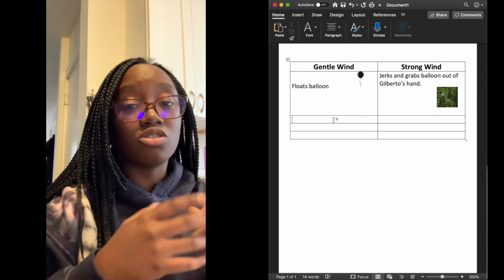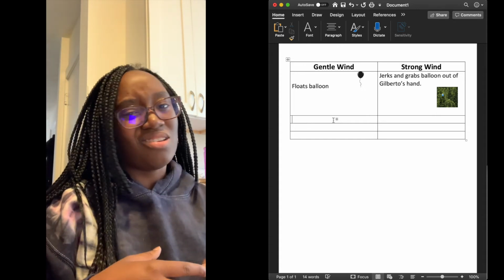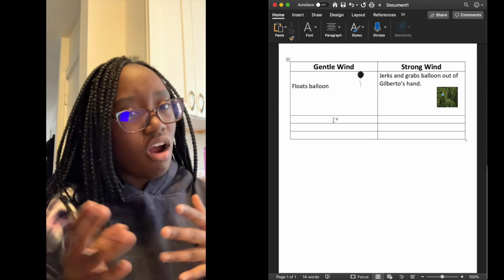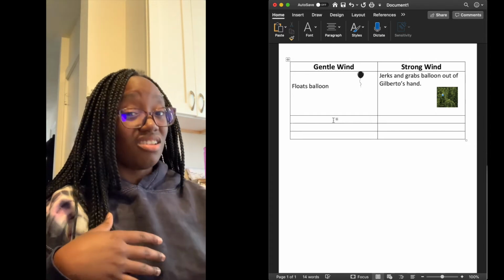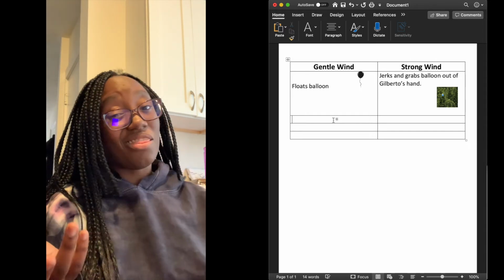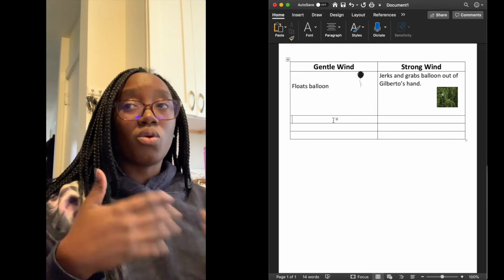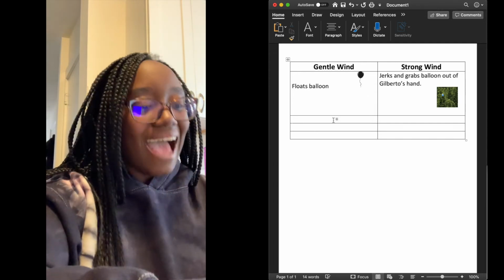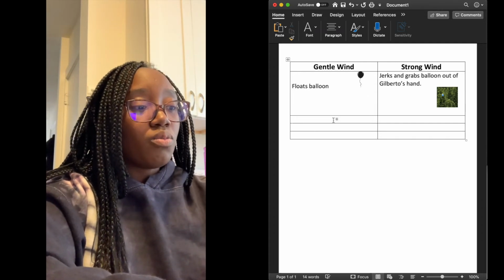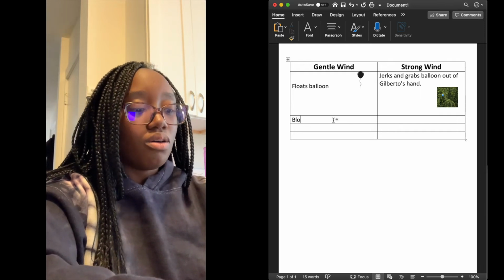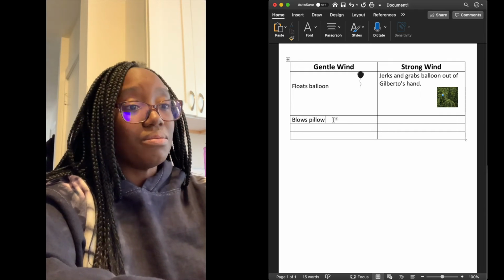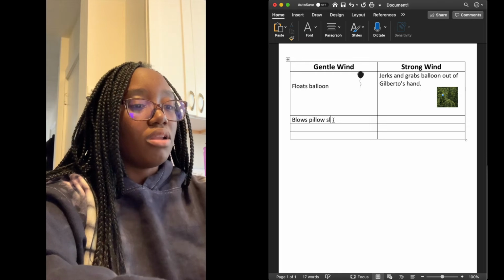So the wind, if we really think about it, the wind was gentle when it was blowing the pillows into balloons, right? Because that wasn't rough. Because if it was being strong, do you think the pillows would have stayed on the line? Nah, I don't think so. So that was a time when the wind was gentle. So let's add that to our chart, right? When it blows the pillow slips, right, into balloons.